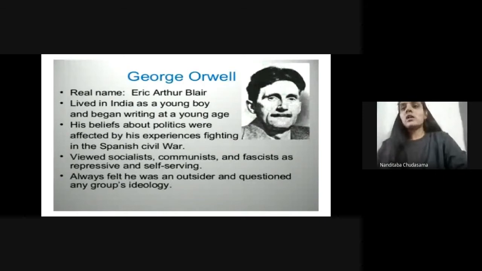George always felt he was an outsider and questioned any group's ideologies. Here a question arises: on which question was he asking, or which outsider? Here in this sentence, what is the content of outsider? Outsider means outside of the world, outside of the nation, or belonging to another nation, or being outside the ideologies of other people or other literary content also.